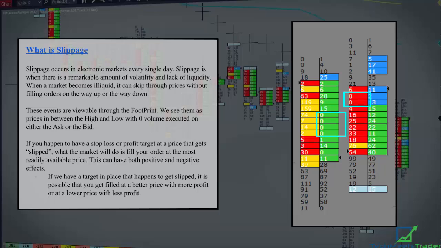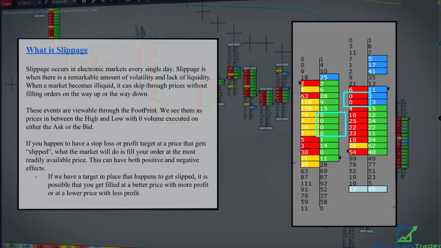We see them as prices in between the high and the low, with zero executed volume on either the ask or the bid. If you happen to have a stop loss or profit target at a price that gets slipped, what the market will do is fill your order at the most readily available price. This can have both positive and negative effects. If we have a target in place that happens to get slipped, it is possible that you get filled at a better price with more profit, which would be called positive slippage, or at a lower price with less profit, which would be called negative slippage.